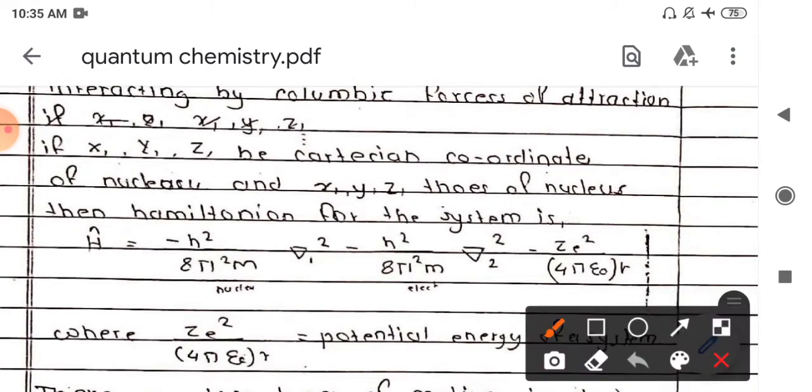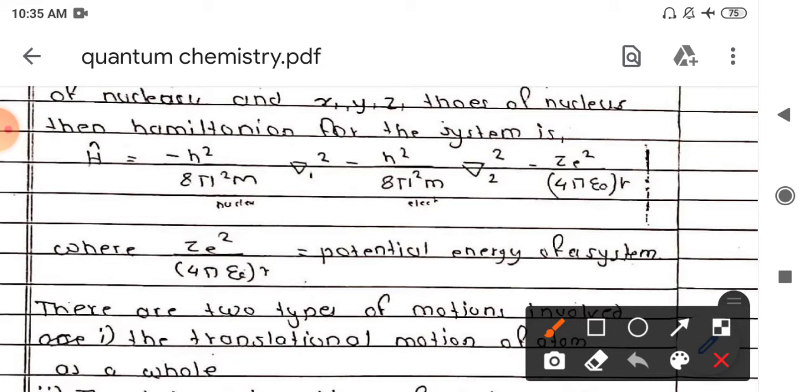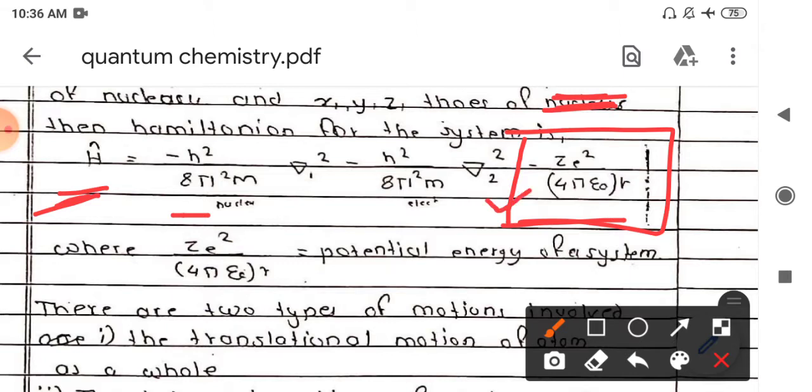Suppose that capital X, Y, Z are the Cartesian coordinates of the nucleus, and small x, y, z are the Cartesian coordinates of the electron. Small x, y, z we are representing for the electronic motion. So my total Hamiltonian operator is nothing but the total energy content of the system. It should be the kinetic energy plus potential energy, and this potential energy is calculated by using Coulomb's law, which comes out to be this much.